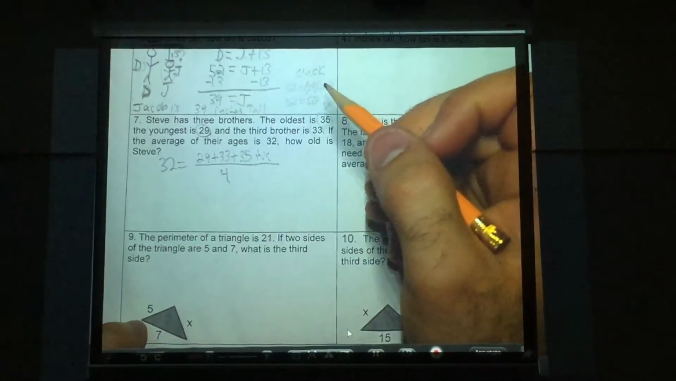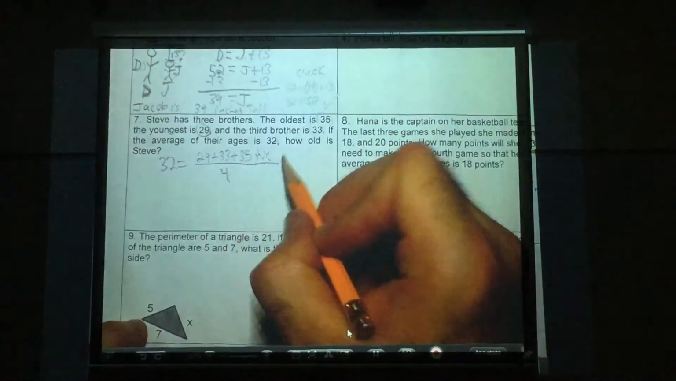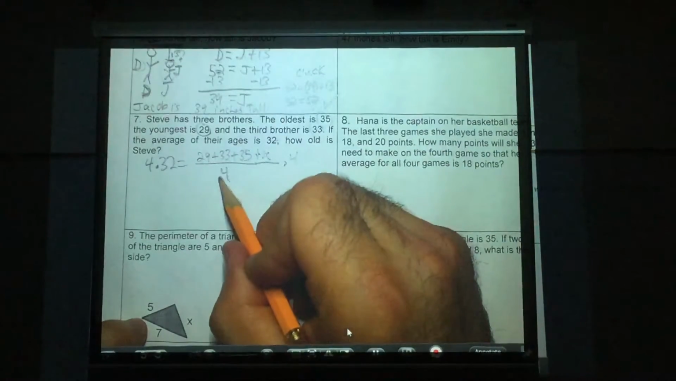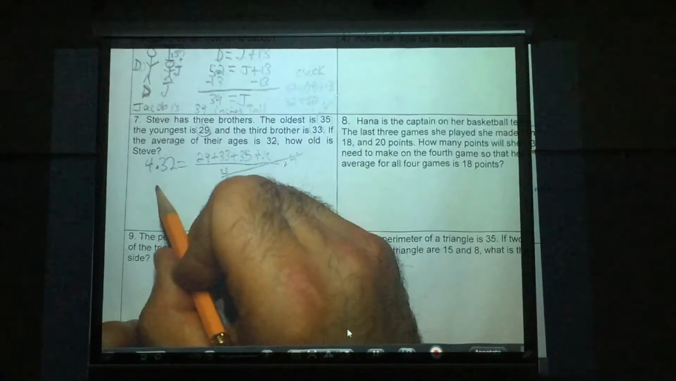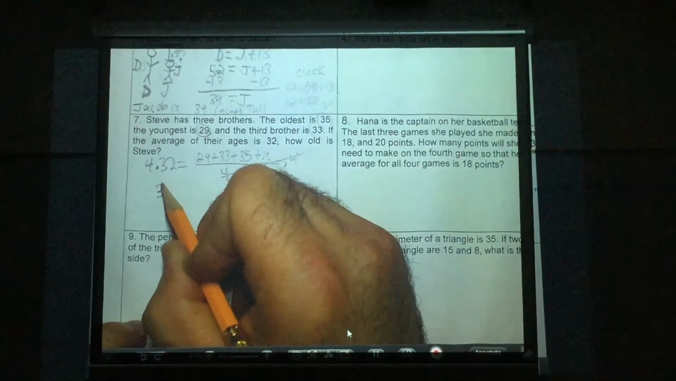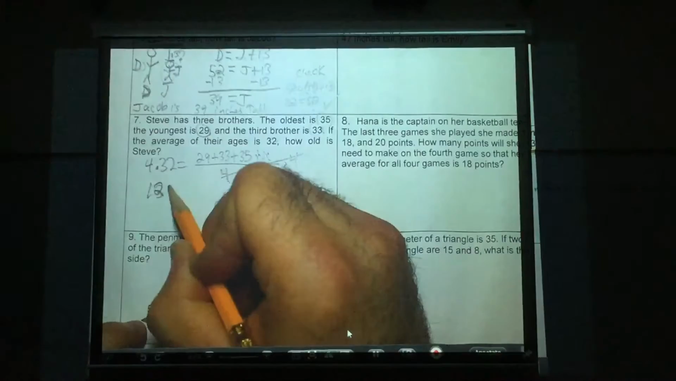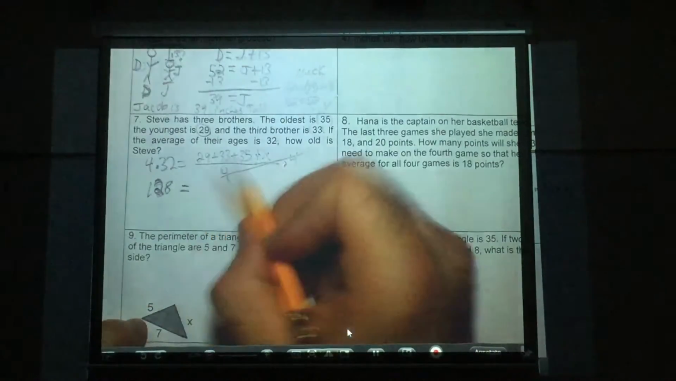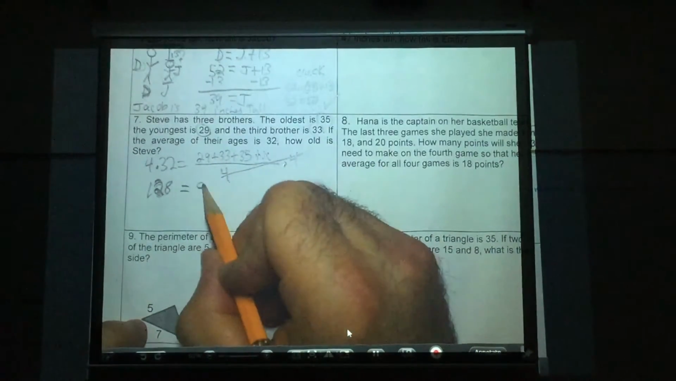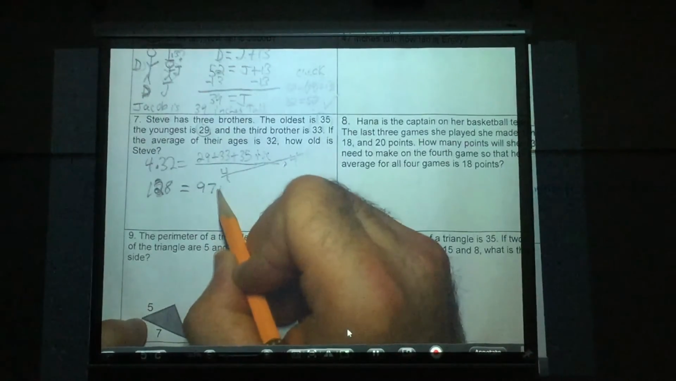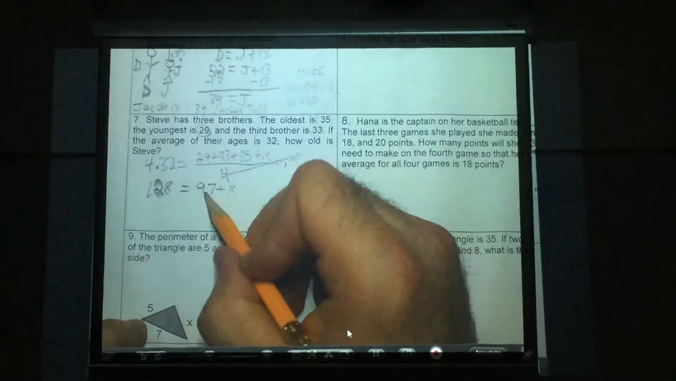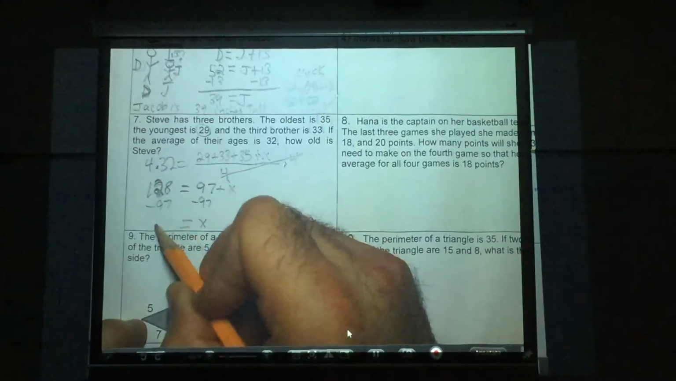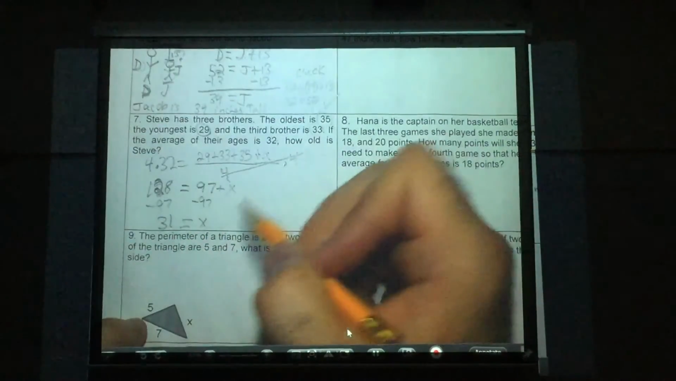Now, how do we get x by itself? Well, let's get rid of this 4 first. Multiply both sides by 4, all right? These 4s will cancel, and then you'll have 32 times 4, which is 128, all right? And this is equal to, if you put these ages together, you get 97 plus x. Okay? Now, to get rid of the 97, we have to subtract 97 from both sides. X equals 31. Okay?